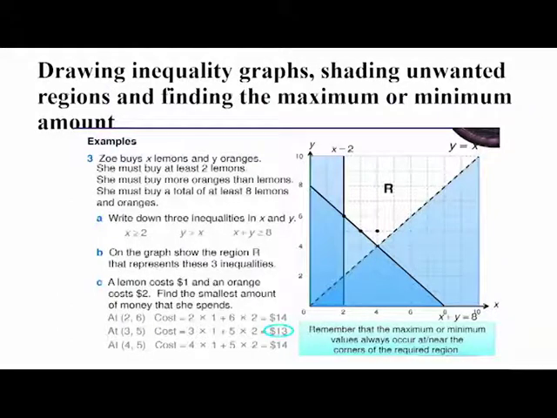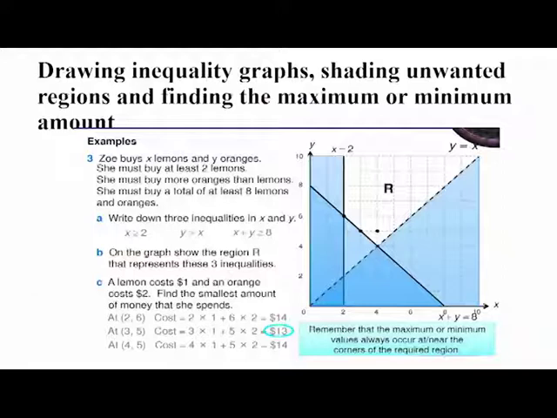And then the next statement said she must buy a total of at least 8 lemons and oranges. The total number of oranges and lemons together must be at least 8. At least means it should be either greater than or equal to 8. That's why our inequality is like that.